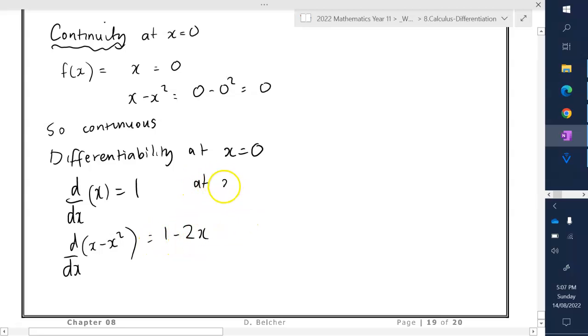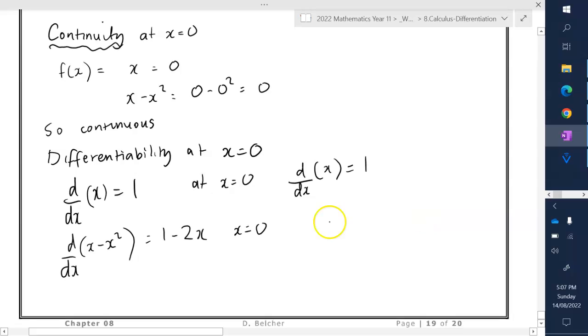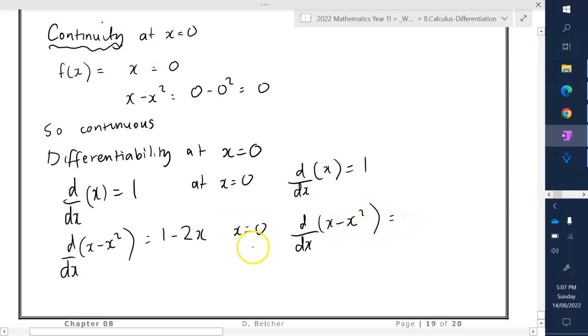Let's sub in x equals 0 at each of these. I'm still going to get that d/dx of x is 1, because I can't pop any values in as there are no variables in there. And the derivative of x minus x squared at x equals 0 is going to be 1 minus 2 lots of 0, which is also 1.